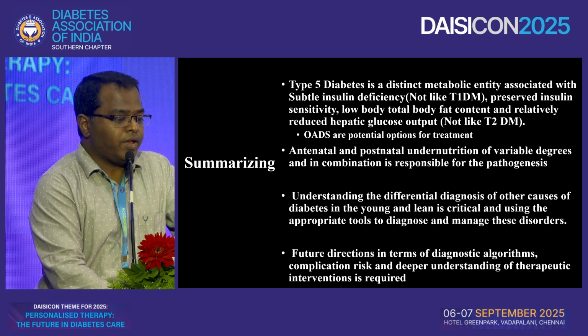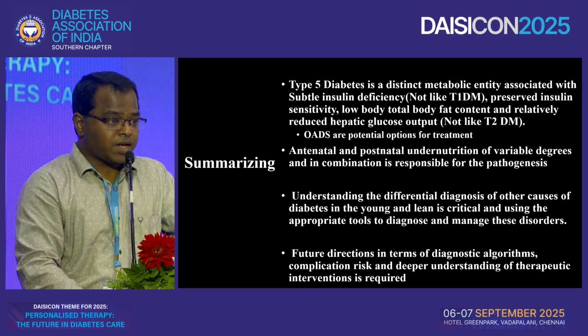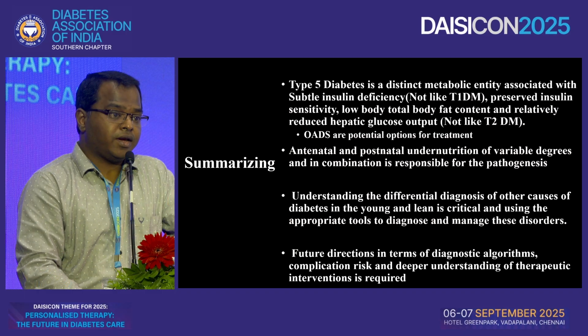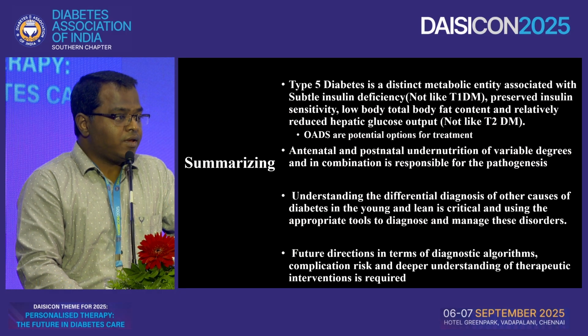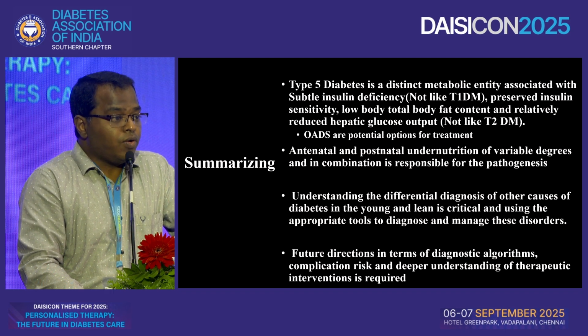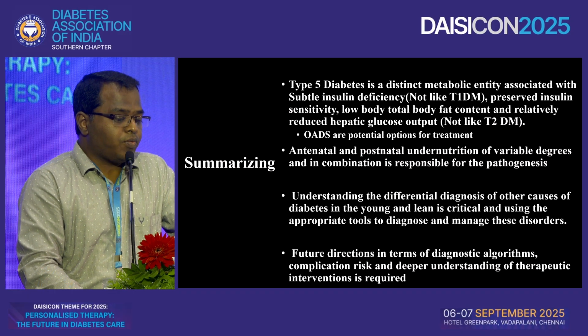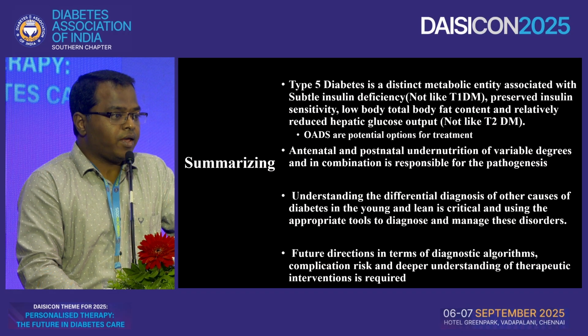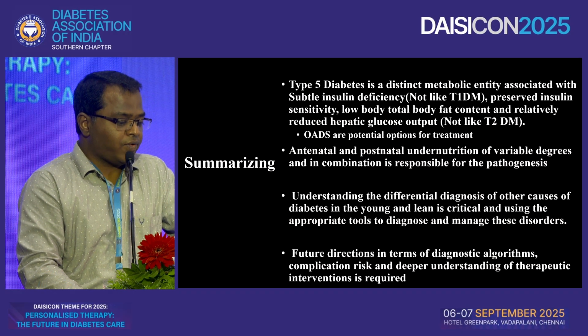So in concluding, type 5 diabetes has subtle insulin deficiency, not like type 1, preserved insulin sensitivity, low body fat percentage, no hepatic glucose output. OAD should be looked at as an option, and that could be an antenatal or postnatal undernutrition followed by subsequent undernutrition causing type 5 diabetes.